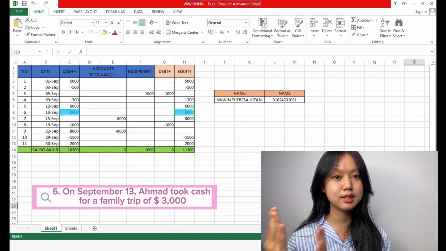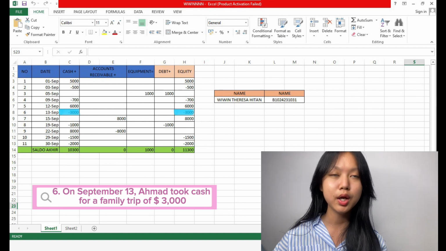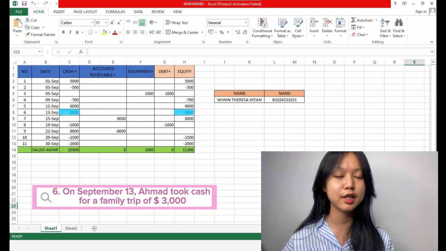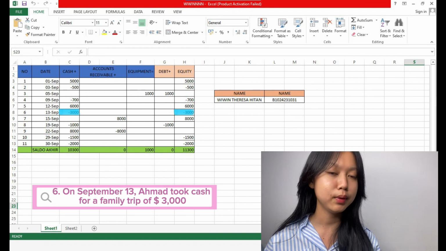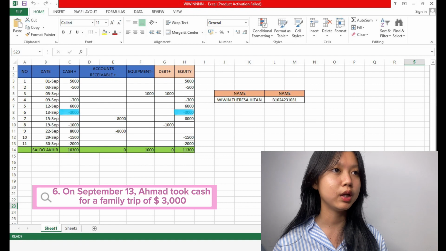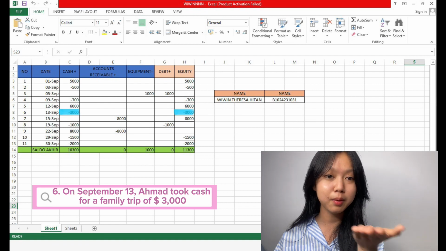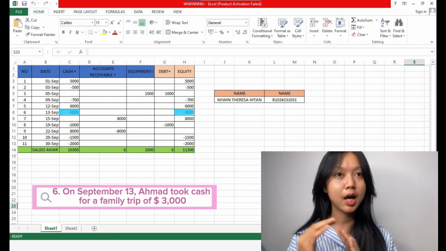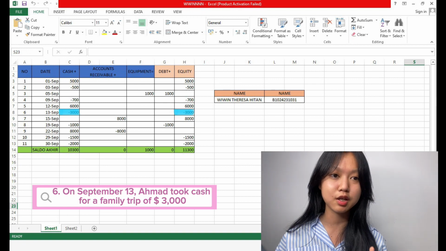And next, for the 6th accounting transaction, which is on the 13th September, Ahmad took cash for a family trip of $3,000. So on the table, we put the nominal on cash and also on equity. But there is a minus because Ahmad took the company's money, so it will reduce the cash and also the equity.